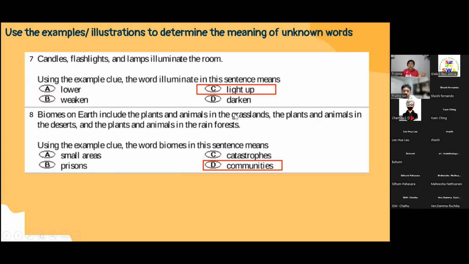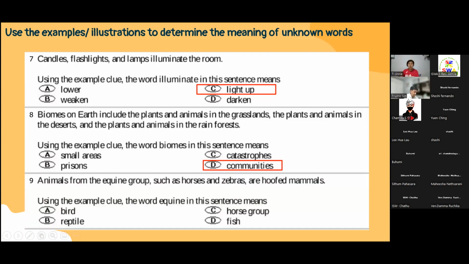Because you look at grasslands, deserts, rainforests, they are not small areas. So definitely they are not small areas. And if you know catastrophes, they are also not catastrophes, because catastrophes means disasters. But if you look at plants and animals, and they're talking about big spaces where these plants and animals live, I can make a guess that it's communities. These plants and animals live in their different community spaces.